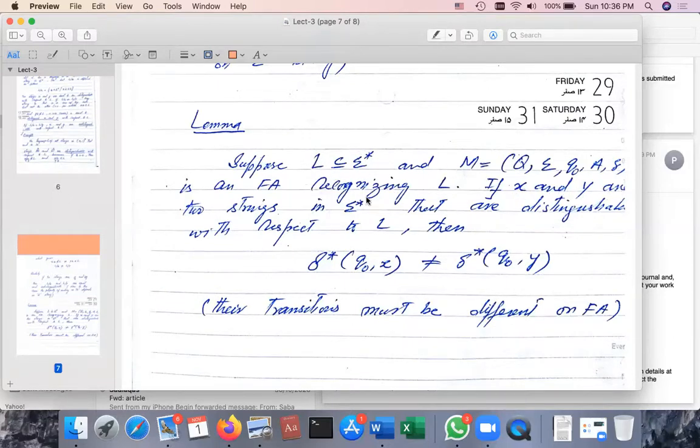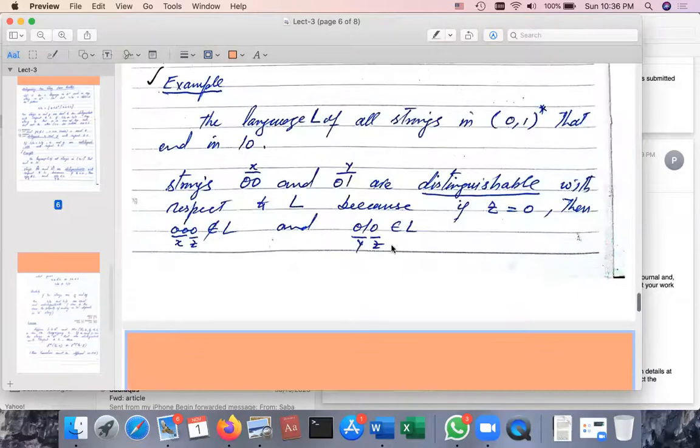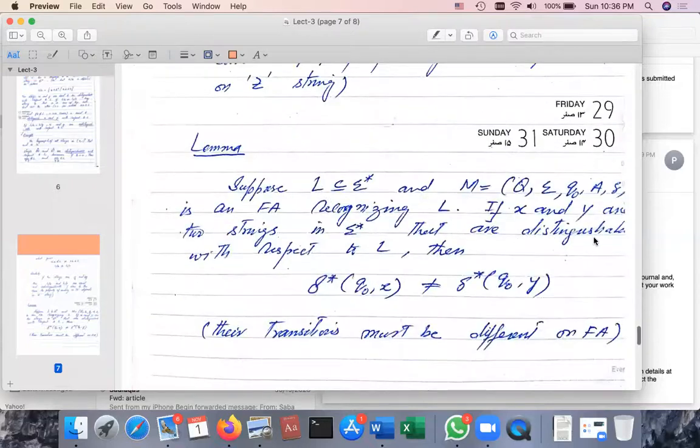Now, if X and Y are two strings in sigma star, which is all possible combinations of the given input symbols, if X and Y are two strings in sigma star that are distinguishable, you have to keep this definition in your mind. If those are distinguishable with respect to L, then in mathematical form we can write something like this: delta star, starting with initial state q0 and string x, and similarly delta star of q0 and string y, would not be equal.